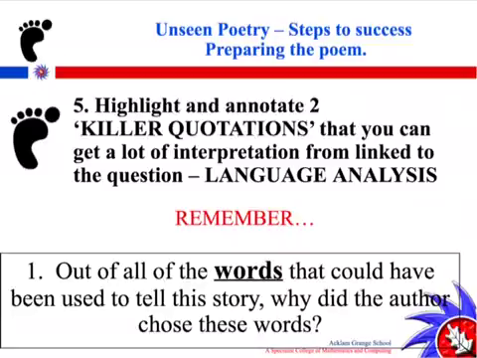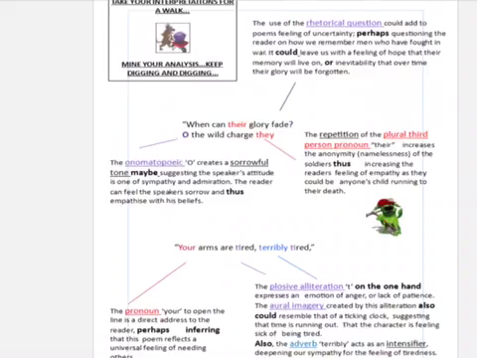Remembering this is the language section you're annotating, and it's that question at the bottom. Out of all of the words that could have been used to tell this story, why did the author choose these ones? So this is the kind of depth that we're talking about going into. So these would be 2 killer lines I've chosen from poems, and you can see on the screen the way in which we go into them.